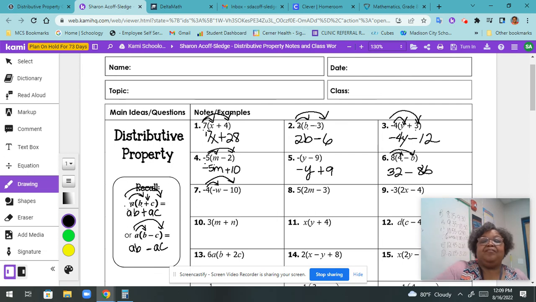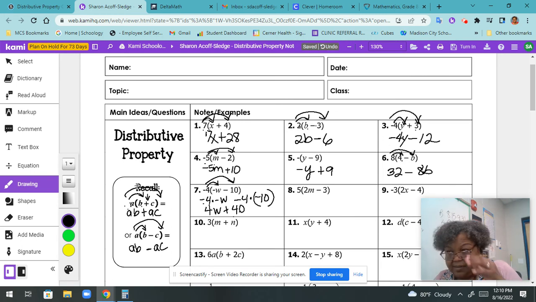What do y'all think? 4W plus 40. Now, let me show you. If you need to keep up with these and you want to do negative 4 times a negative W, and then a negative 4 times a negative 10, you can do that. So negative 4 times a negative W becomes a positive 4W, and then a negative 4 times a negative 10 becomes a positive 40.